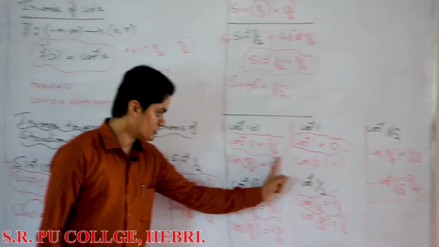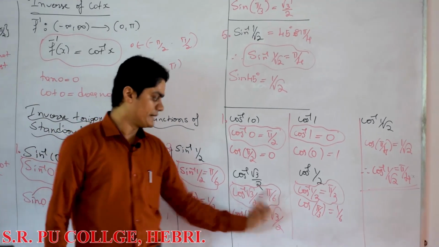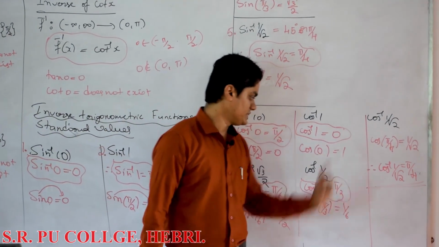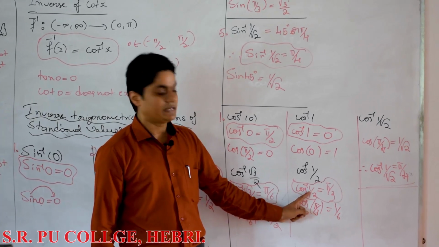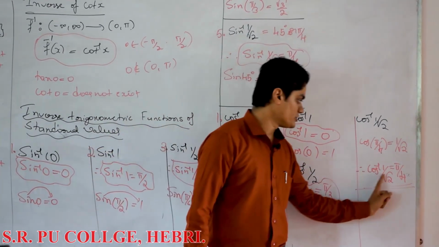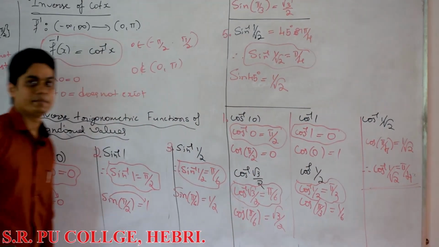Cos inverse of 0 is equal to pi by 2. Cos inverse of root 3 by 2 is equal to pi by 6. Cos inverse of 1 is equal to 0. Cos inverse of 1 by 2 is equal to pi by 3. Cos inverse of 1 by root 2 is equal to pi by 4.